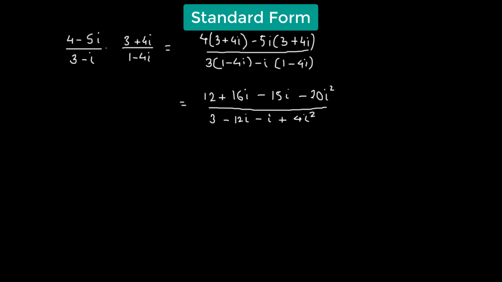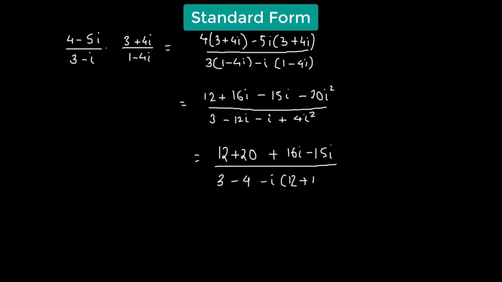So this should give us 12 plus 20 plus 16i minus 15i divided by 3 minus 4, since i squared is negative 1, minus i 12 plus 1, which will be equal to 32 plus i divided by negative 1 minus 13i.